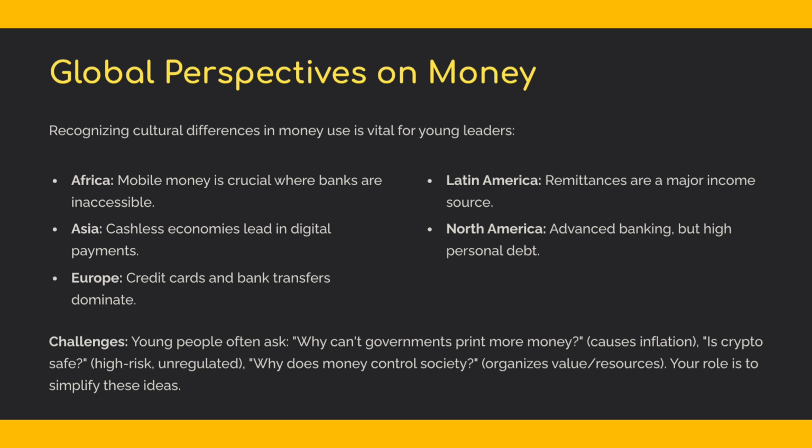Challenges in understanding money. Young people often face confusion about: why can't governments just print more money? Answer: it causes inflation. Is cryptocurrency safe? Answer: it's high risk, not regulated everywhere. Why does money control society so much? Answer: because it organizes value and resources. Part of your role as a leader is to simplify these complex ideas for younger students.